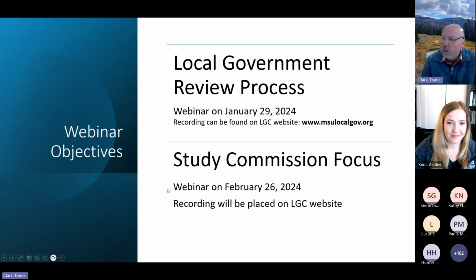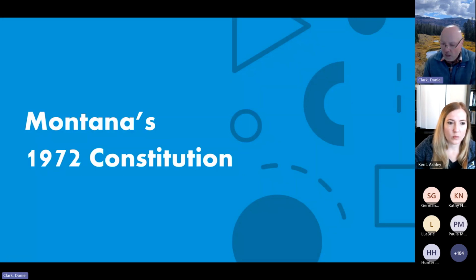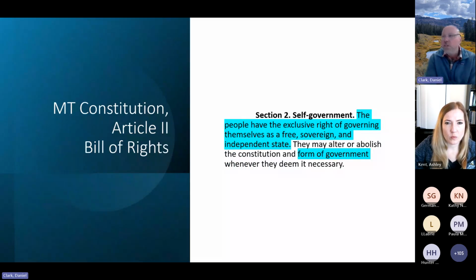So today's focus on our webinar is going to be dealing with, so what is the voter review? What is the study commission going to do if we choose in our jurisdiction to have a study commission or a local government review? So I'll start at the very beginning of time as we know it. So 1972, when everything began in Montana in this recent era, we adopted a constitution.